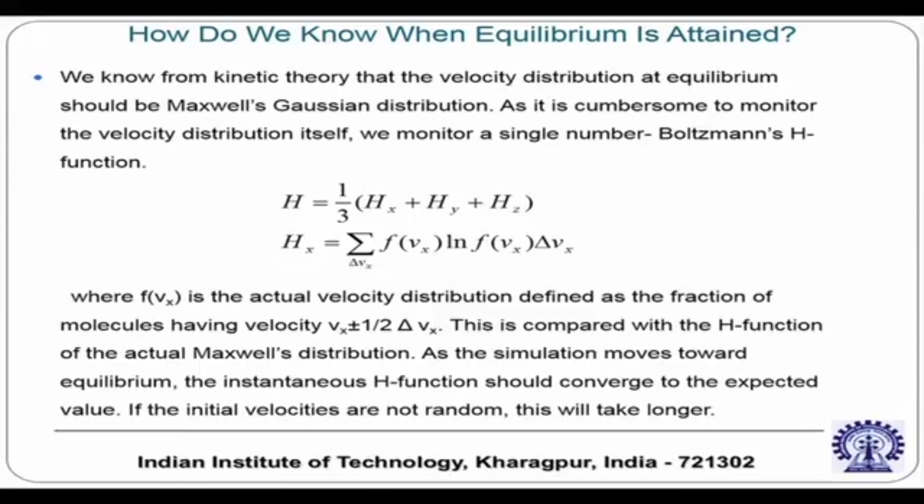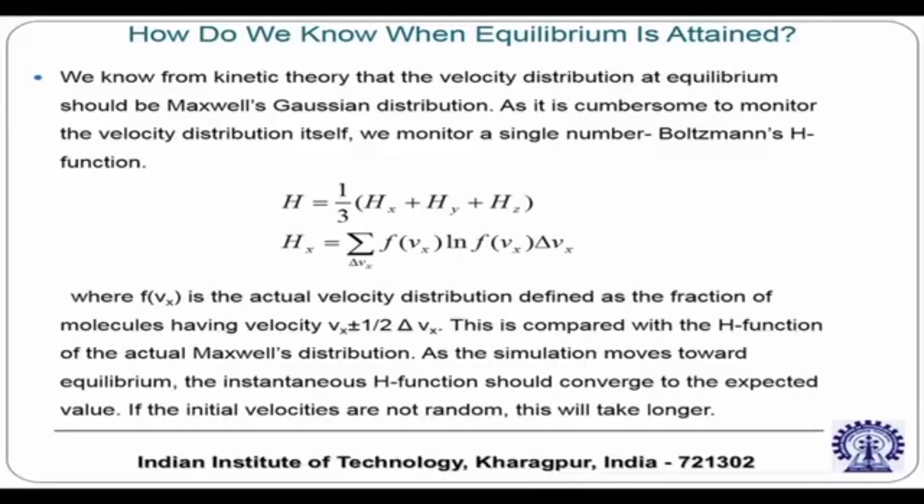How do we know when equilibrium is attained? This is a very important issue. We know from kinetic theory that the velocity distribution at equilibrium should be Maxwell's Gaussian distribution. As it is cumbersome to monitor the velocity distribution, we monitor a single number, Boltzmann's H function.